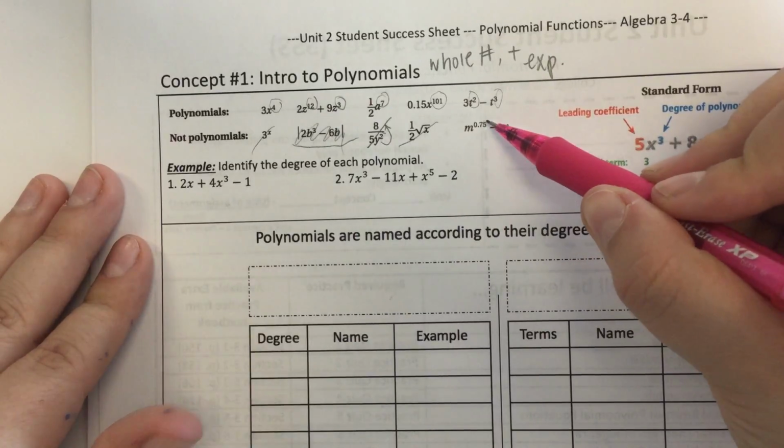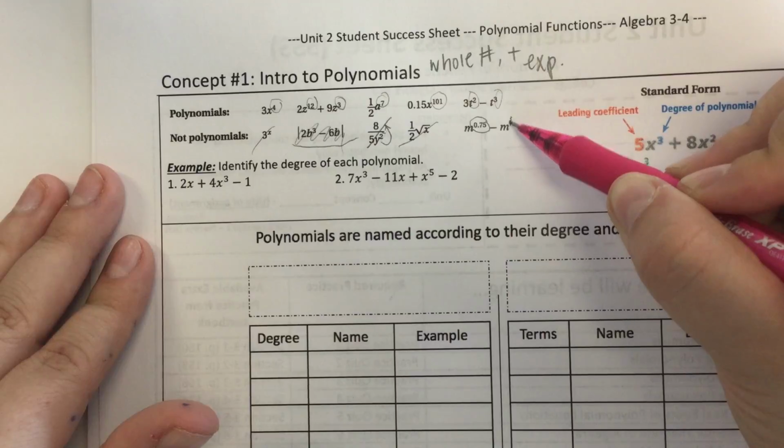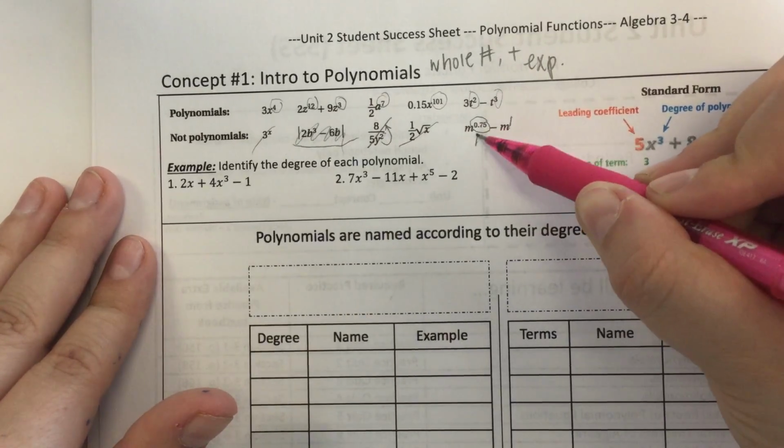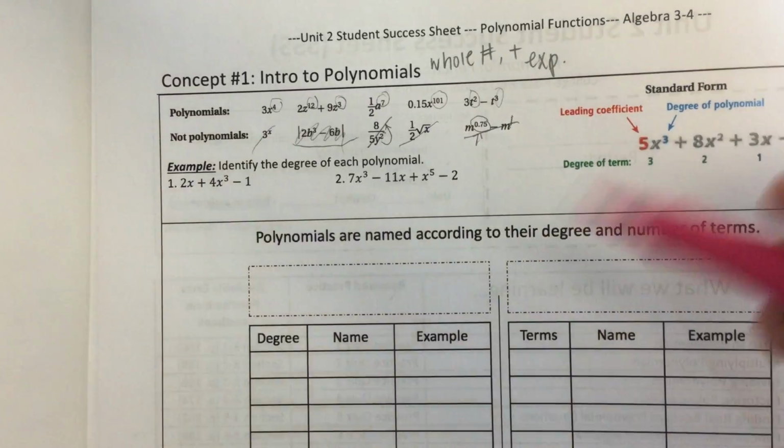And then this one has a decimal, that's not a whole number, although this one is. If there's nothing there, it's a 1. But since this one is not a whole number, that does not qualify as a polynomial.